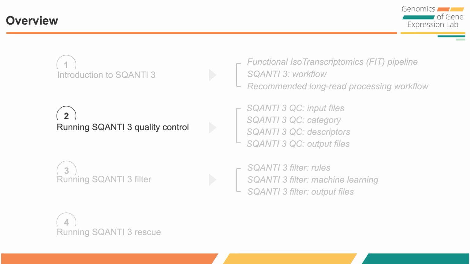The second part of the SQANTI3 tutorial details how to run the quality control step. We will show you all the input files for running SQANTI3 and look at how SQANTI uses those files to classify isoforms, perform quality control, and generate output files.